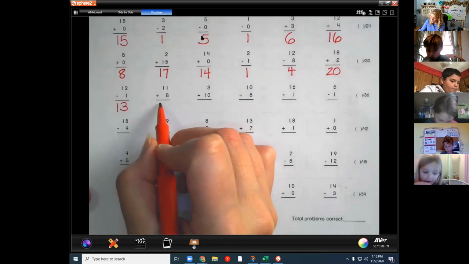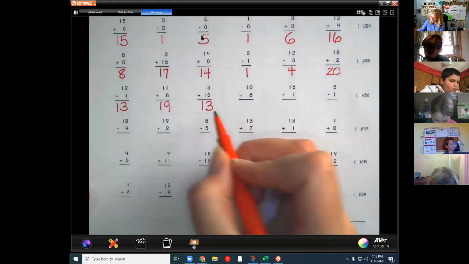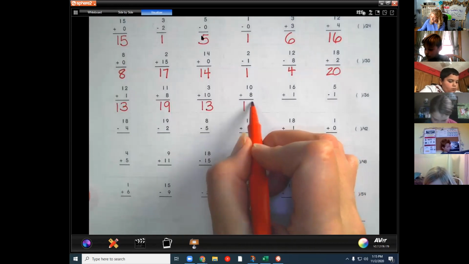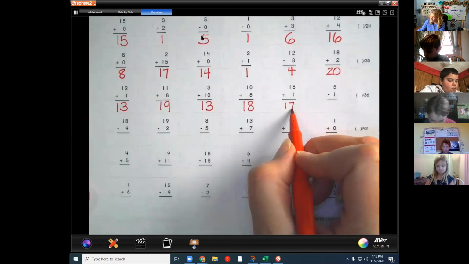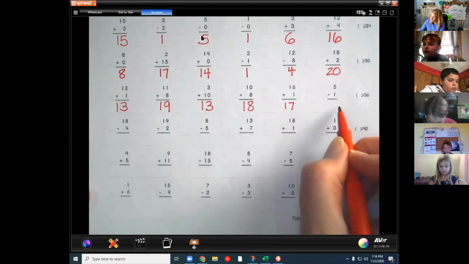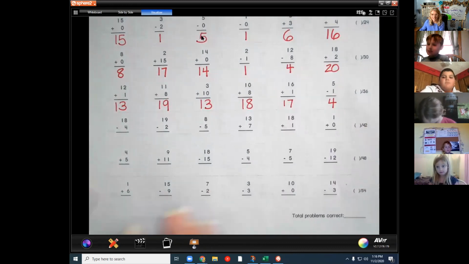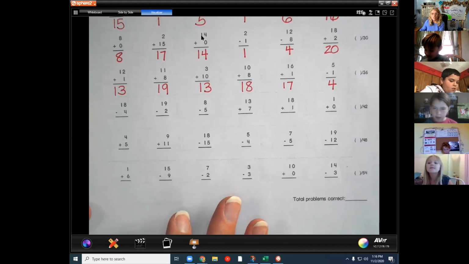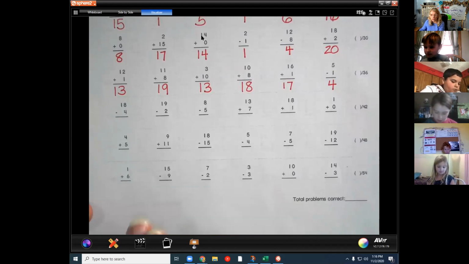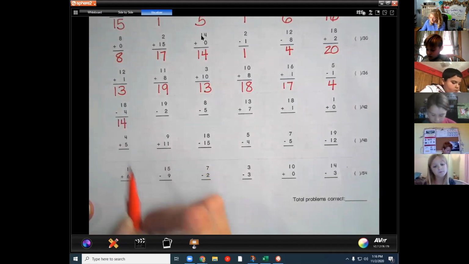11 plus 8 is 19. 3 plus 10 is 13. 10 plus 8 is 18. 16 plus 1 is 17. 5 minus 1 is 4. Yes, keep going. Okay. Remember, if you're finished, you could always use your correction tool to beat the teacher. Keep going. Next row, 18 minus 4 is 14.